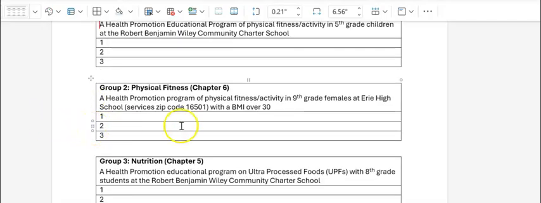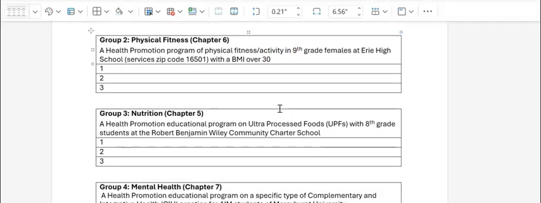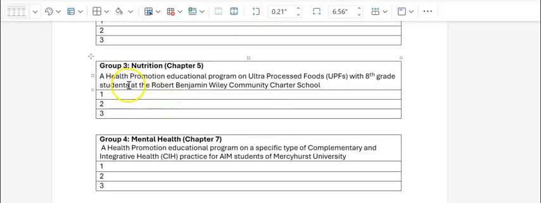Group 2 is physical fitness activity, but this time instead of 5th graders, it's going to be 9th graders, and they're going to be all females at Erie High School with a BMI over 30. So you can see our groups, our populations that we're going to be working with are very specific. But where you're going to have some flexibility is developing a very specific program of physical fitness or activity for those students.